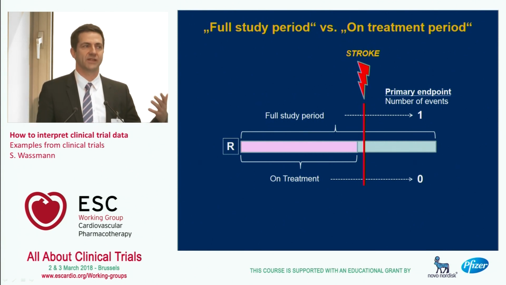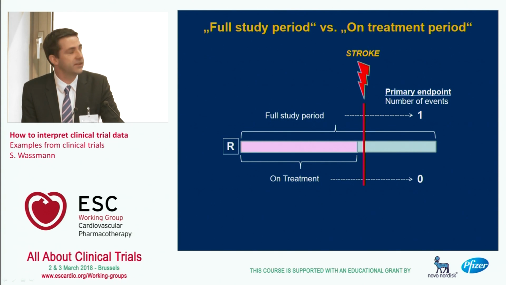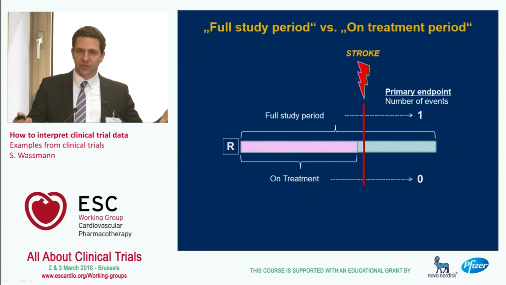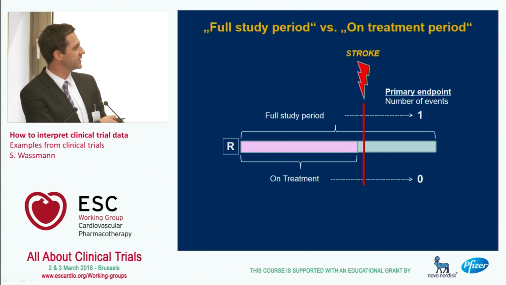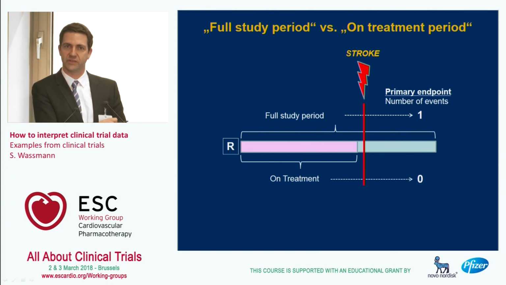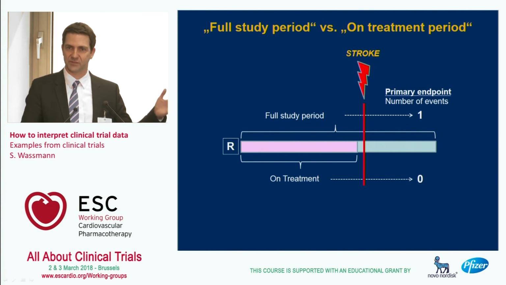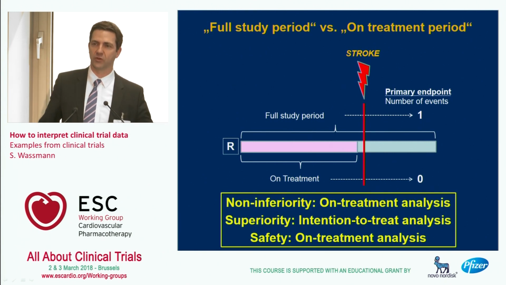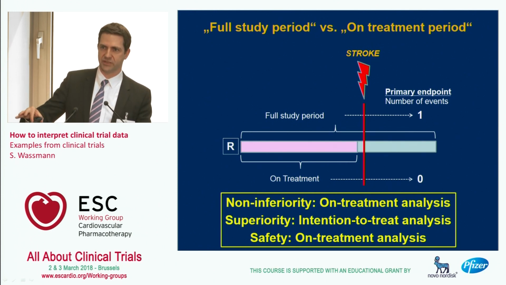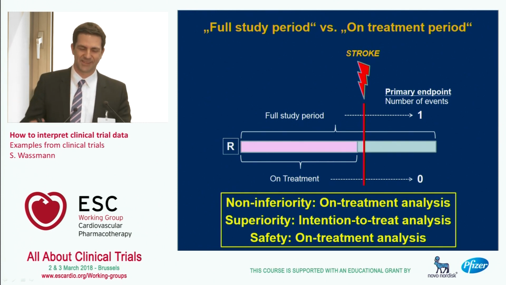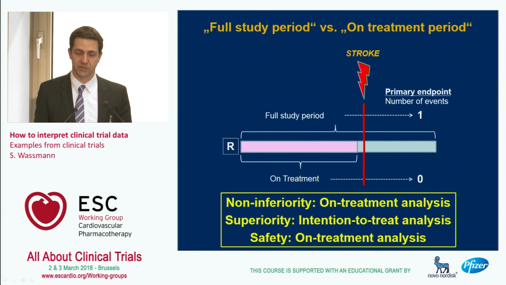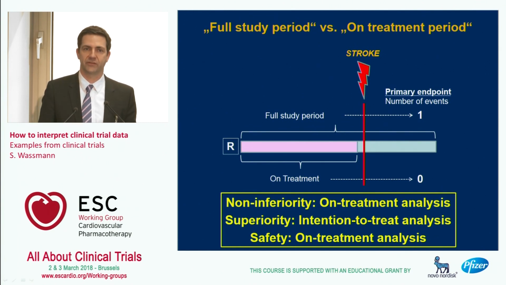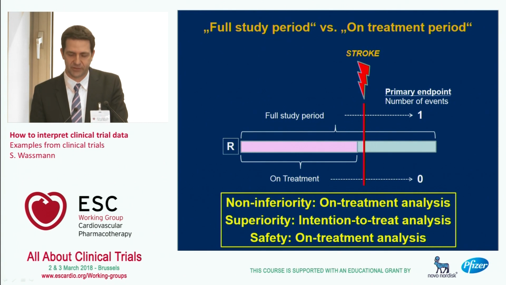It is the analysis that is always assuming the worst case, and this is why we're using intention to treat for this. And you can see, in the on-treatment analysis, we do not count this event. In the intention to treat, we do count this event, and that does make a big difference. So the basic rule is, if you test for non-inferiority, and Alexander told you about this, it's on-treatment analysis. When we check for superiority, it's intention to treat, and safety is always the on-treatment analysis. I think he touched on that as well. Okay, these are the standards.